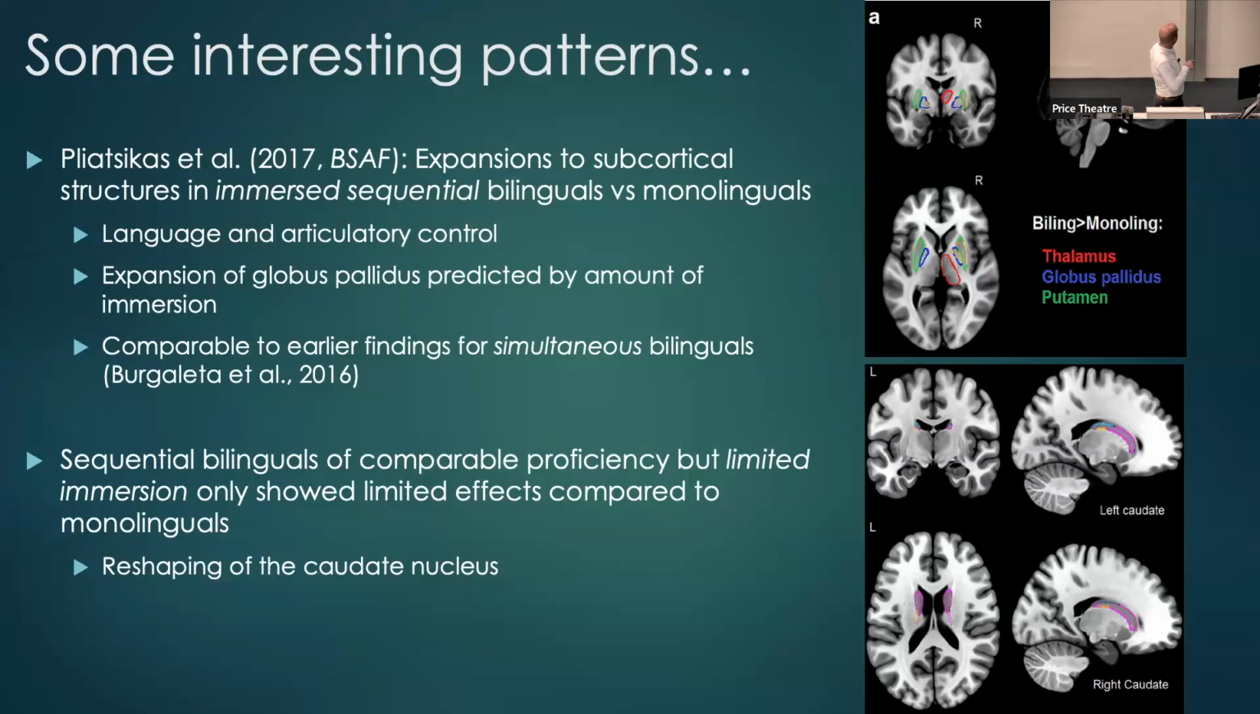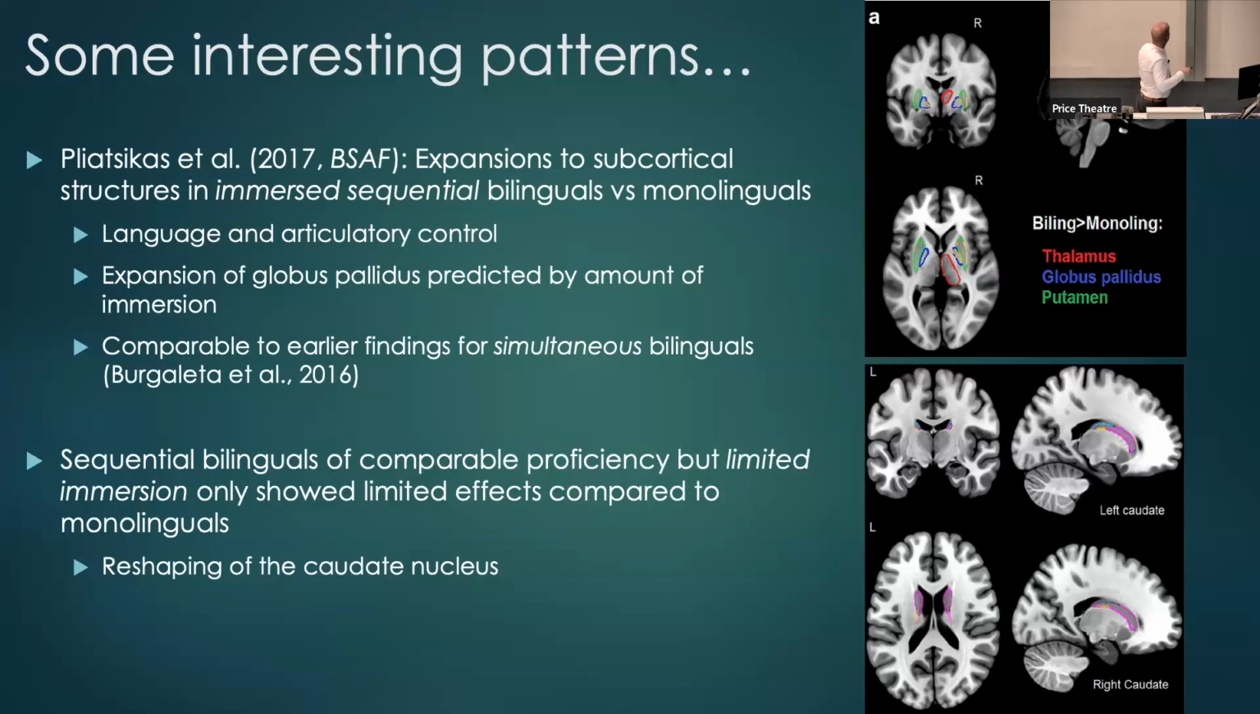In the same study, we also tested sequential bilinguals of comparable proficiency to this group, but limited immersion. So people that had practically just arrived in the UK, with only a few months of stay. Compared to monolinguals, we only found reshaping of the caudate nucleus. None of these structures was affected, and we had effects in a different structure, the caudate nucleus. So this tells us that proficiency has nothing to do with this, because they were equally proficient. This tells us that the age of acquisition has nothing to do with this, because you have late and early bilinguals showing similar effects. The only real difference is that these people were immersed in a bilingual environment.